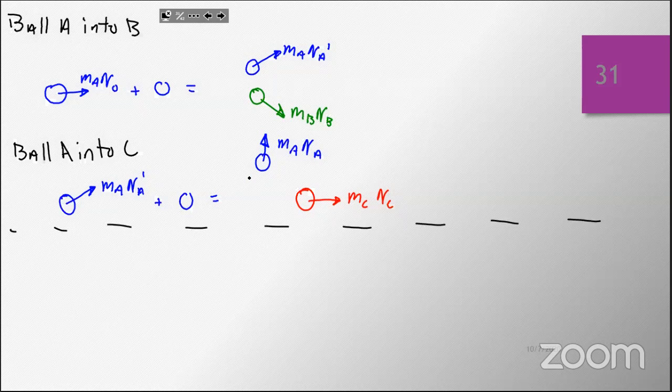So what do I got? Well, MA V naught, right? That's an x direction equation. So let's start with our x direction. In the x direction, I've got MA V naught. Everything is moving in the x direction. Then the collision happens. I have no impulses. And this needs to equal MA VA prime.